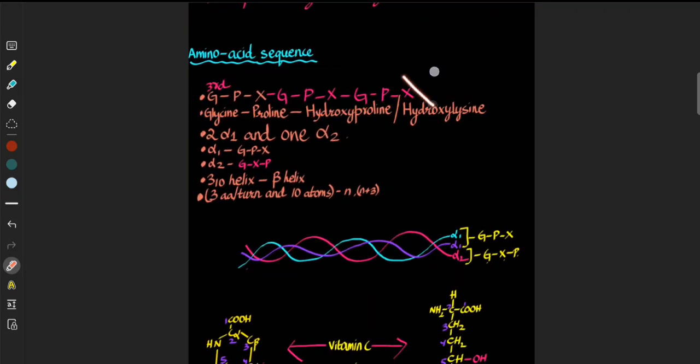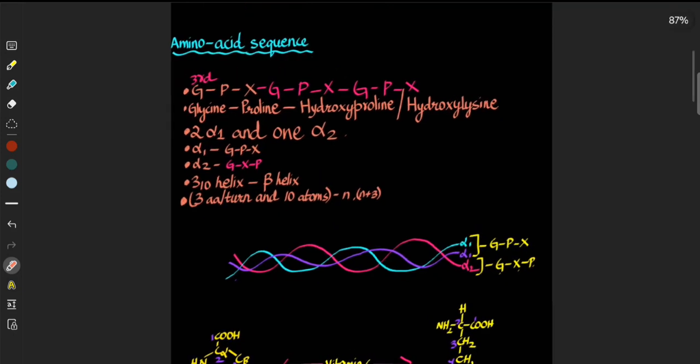And we know that X could be either hydroxyproline or hydroxylysine. Let me tell you that hydroxyproline is usually favored rather than hydroxylysine. So GPX is the most common form of amino acid sequence, because I told you that sometimes GXP might also be present, right? But the most common one is the GPX.